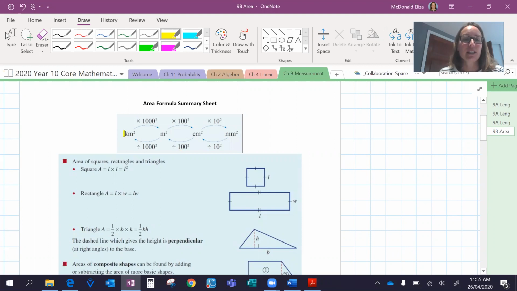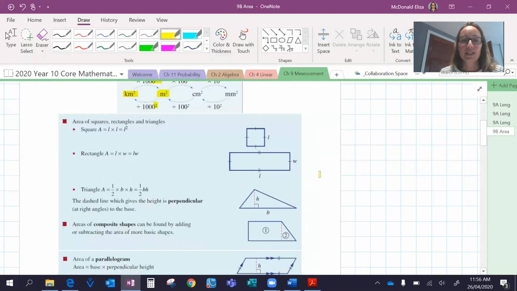Now it's slightly different to length because areas are now squared. So the conversions are the same. We've got multiplied by 1,000 for kilometres squared. But notice here, we actually need to square that 1,000 to get it into metres squared. So multiplied by 1,000, but it's squared. So we're actually multiplying by 1,000,000 to go from kilometres squared to metres squared. Same as in the past, going to centimetres squared, millimetres squared. When we want to go back the other way, we divide. But make sure you remember to square the conversion.